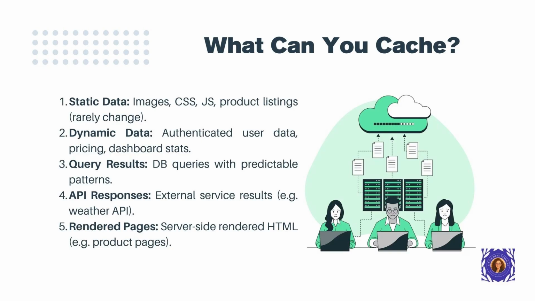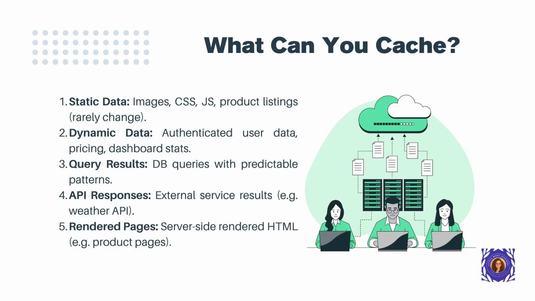The types of data suitable for caching are diverse and depend on their volatility and access patterns. Static data. This is perhaps the most straightforward category. Think of assets like images, CSS files, JavaScript bundles, or even relatively stable product listings that don't change often. These are ideal for long-term caching.